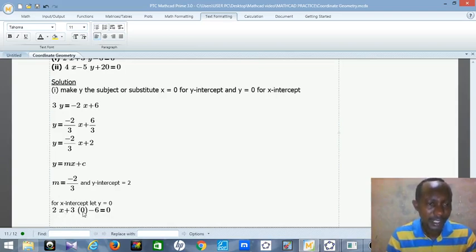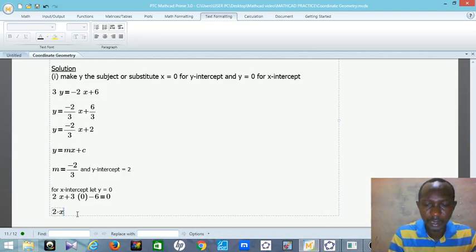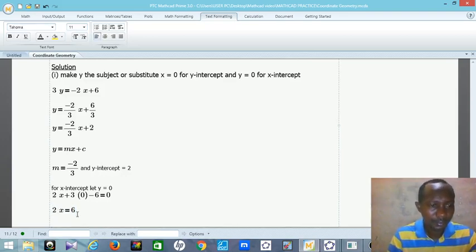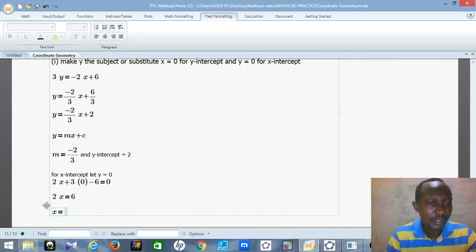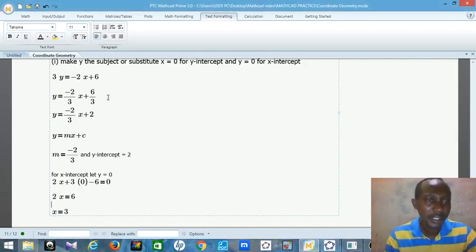So 3 times 0 is 0. Minus 6 will come over to this side. It will become plus 6. So I'm going to have 2x is equal to 6. Then finally, divide both sides by 2. I'm going to have x is equal to 6 divided by 2. It's going to give me 3. So x is equal to 3. So 3 is the x-intercept in this equation. 3 is the x-intercept, y-intercept is 2, then gradient is minus 2 over 3.